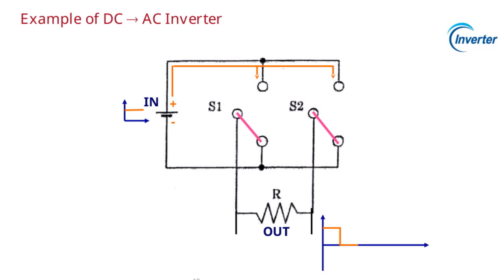All right, let's take a closer look at this example of a DC to AC inverter. On the left side, we see the input, labeled in, which is direct current, or DC. This is the type of electrical power you get from batteries or solar panels. Moving to the right, we have the output, labeled out, which is alternating current, or AC. This is what most of our household appliances use.